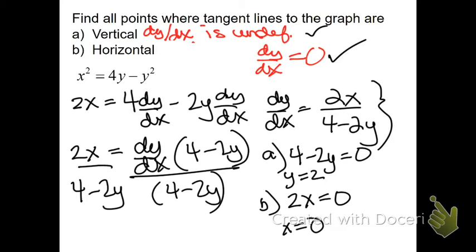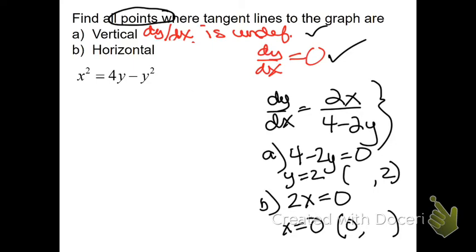Sometimes you can leave the answer like that, but it depends on the phrasing. Here, they want to know find the points. And that means we currently know that y is 2, but we still need the x coordinate. And on the other one, we know x is 0, but we need that y coordinate. So we have a little bit more work to do some of the time, not always.